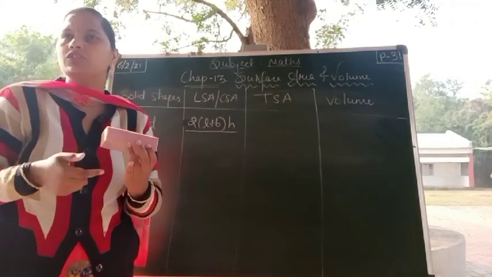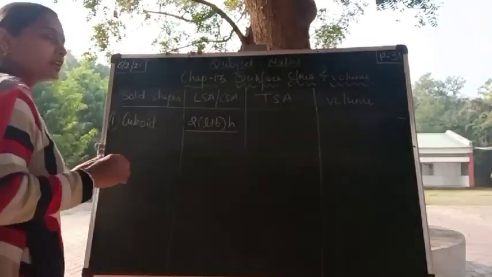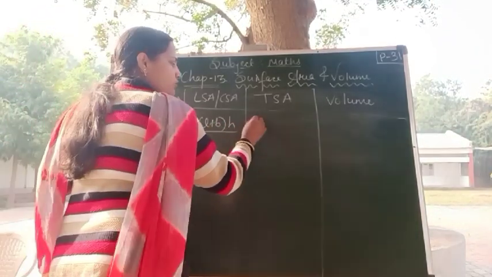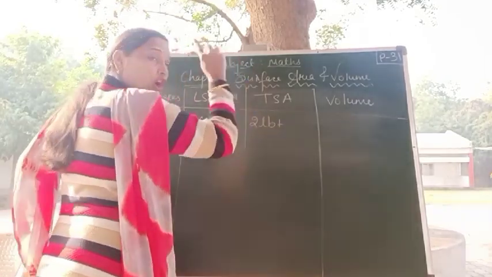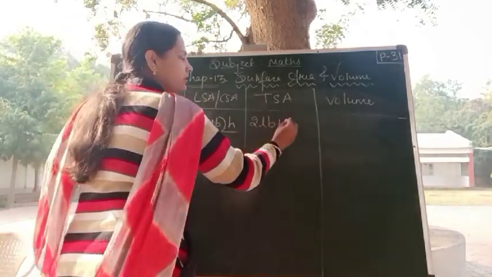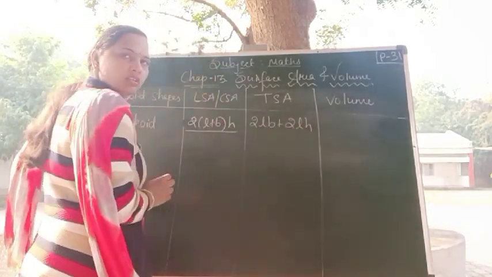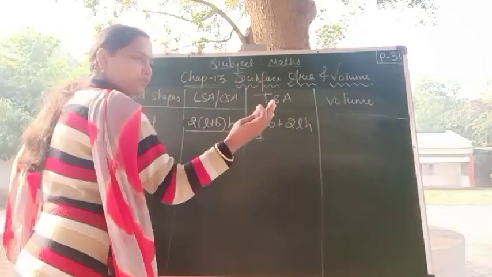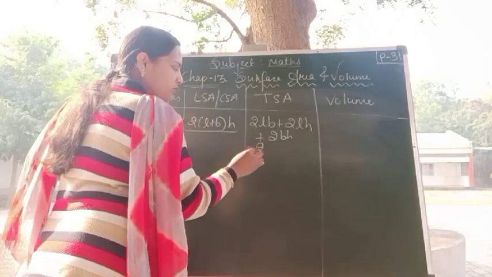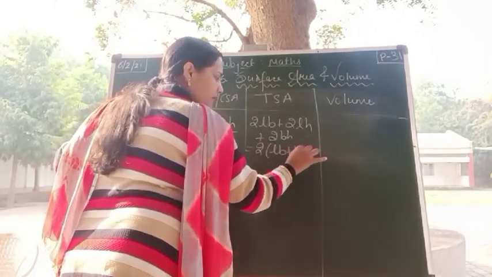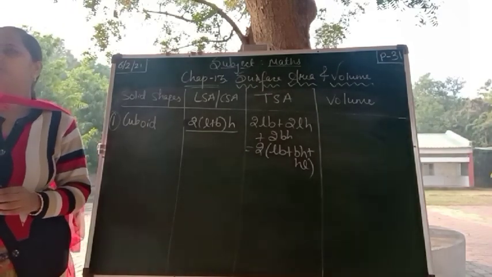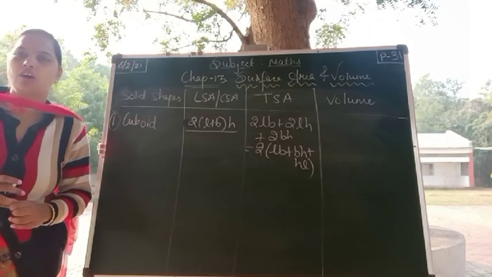So the bottom and the top have area length into breadth. Now we will add all the surfaces. So 2LB for top and bottom, 2LH for front and the end, and 2BH for the sides. Now I am taking 2 common out: LB plus BH plus HL. Done. 2 in bracket LB plus BH plus HL is the total surface area of the cuboid.